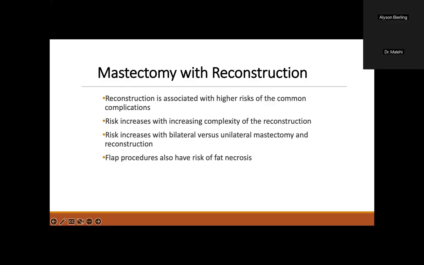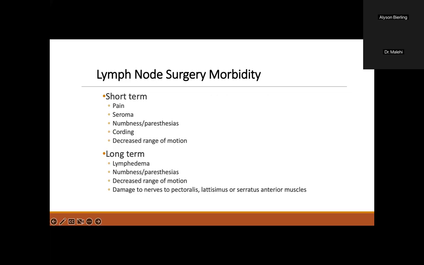areas within the flaps that end up developing fat necrosis because of different angles or sutures that you put in there. And that fat necrosis can become hard little nodules that then the patient gets sent back to you because people are wondering, is this recurrence of the cancer? And you're trying to figure out if it's fat necrosis or a recurrence, and you often have to biopsy it or do an aspiration. Lymph node surgery, of course, as we discussed yesterday, is the greatest morbidity.